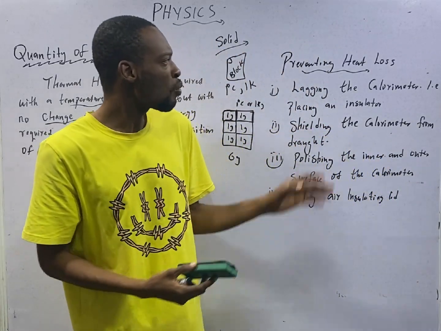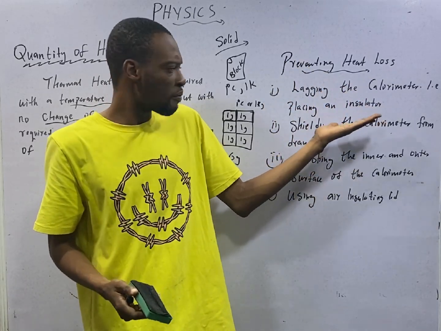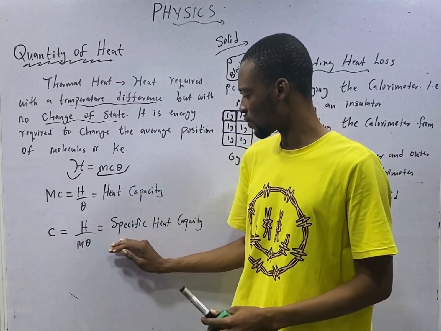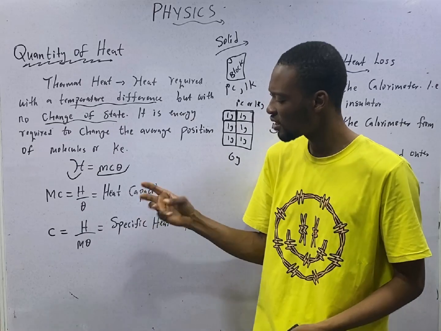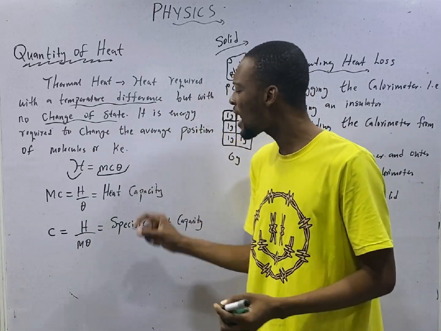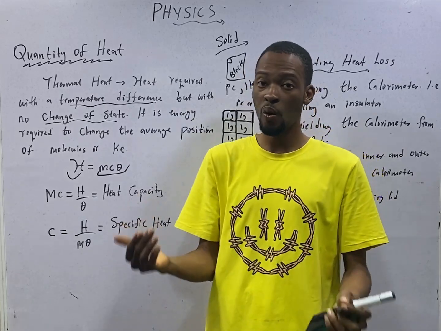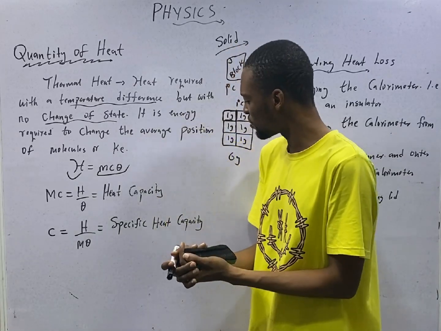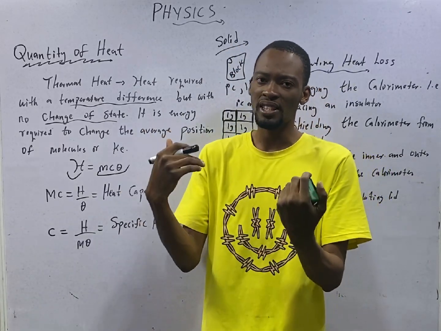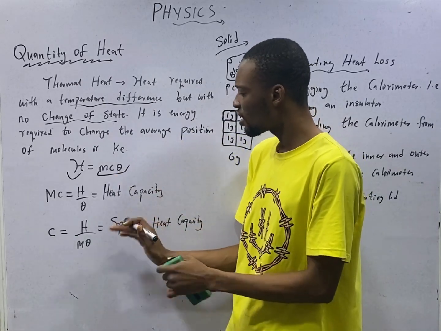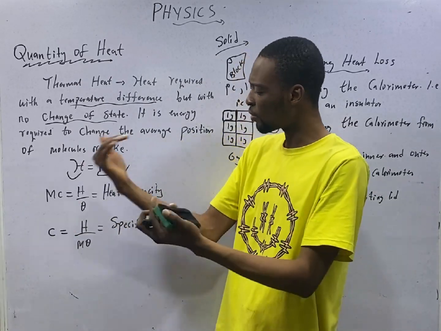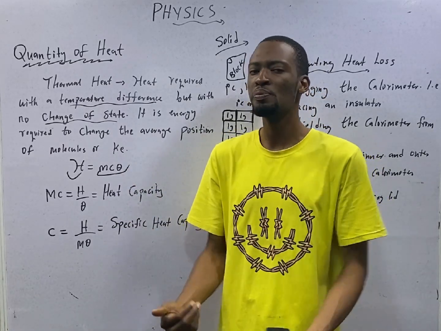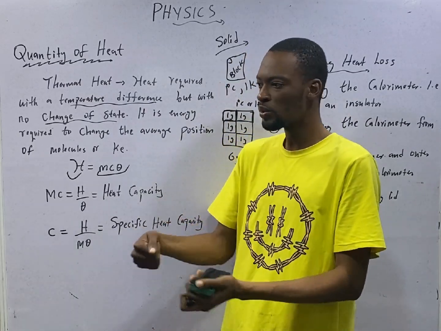Before we look at ways of preventing heat losses, there are 2 ways of finding specific heat capacity. We can determine specific heat capacity using 2 methods. One is the mixture method, and the second one is the electrical method. The mixture method works on the principle that heat lost by an object is equal to the heat gained by another object. If I have a hot object and I put another object inside, let's say a cooler object, the heat lost by the hotter object should be equal to the heat gained by the cooler object inserted.